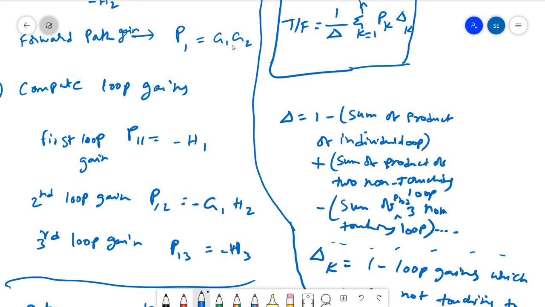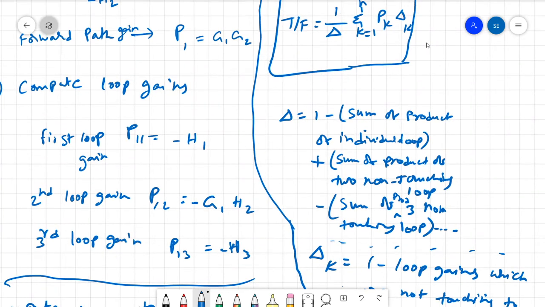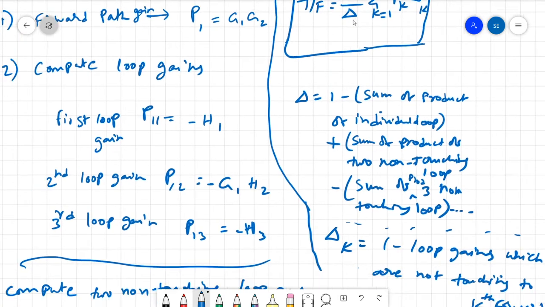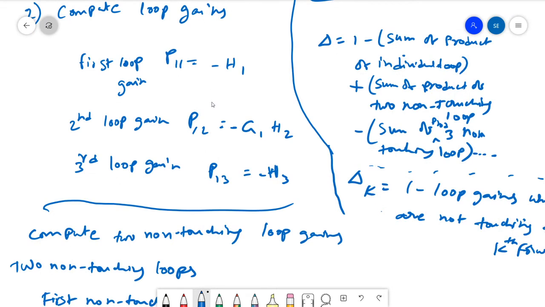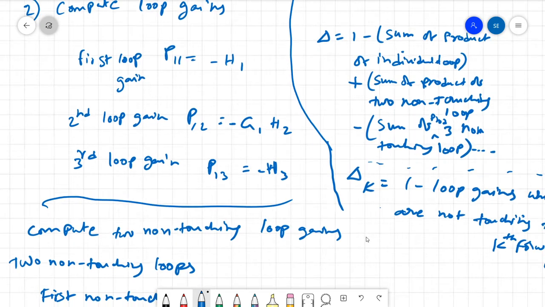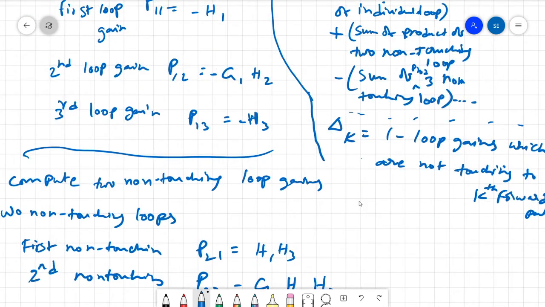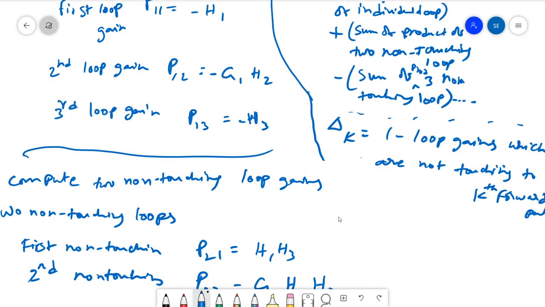What is P1 here? G1 G2. What is del k? Del k is 1, so the numerator is G1 G2. Now calculate del. Del is 1 minus the sum of the products of individual loops, plus the sum of the products of two non-touching loops. We have the products, and we have to take the sum of them.